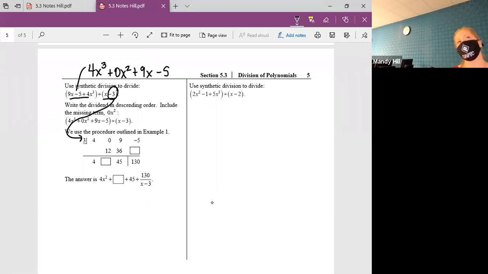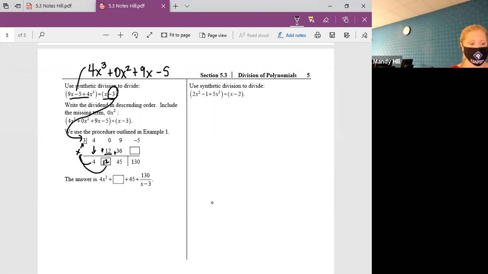Okay, you good with that part? Then you bring your 4 down, your first number, and then you take 4 times whatever's in the front. So 4 times 3 gets us 12. We add 0 and 12, we get 12 right here. Take the 12, multiply it by 3, get 36. You add the 9 and the 36, and you get 45.